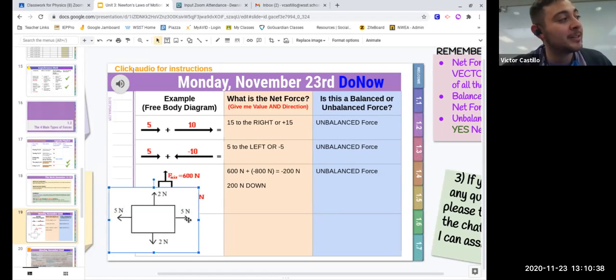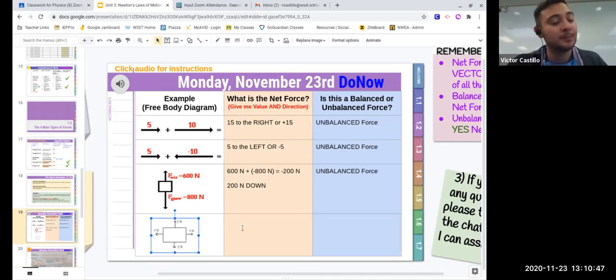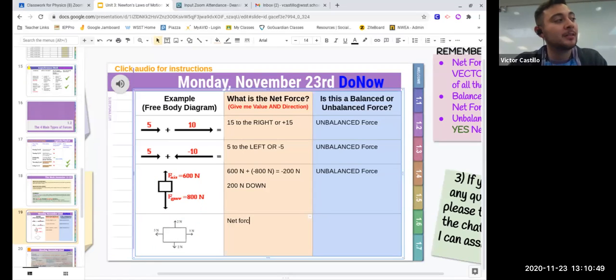So my 5 newtons are the same force, so they cancel out. And my 2 newtons are the same force, and they too cancel out. So in this case, my net force equals 0 newtons. So this one is considered a balanced force because there is no net force.